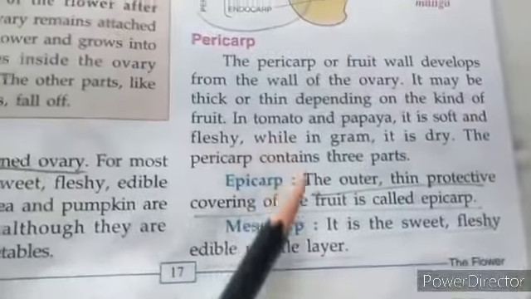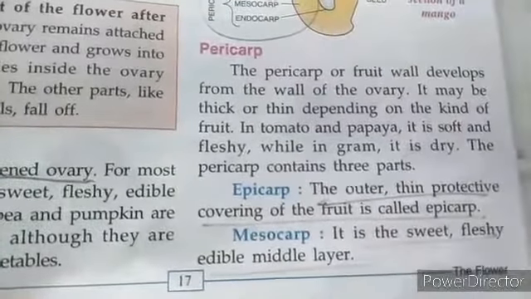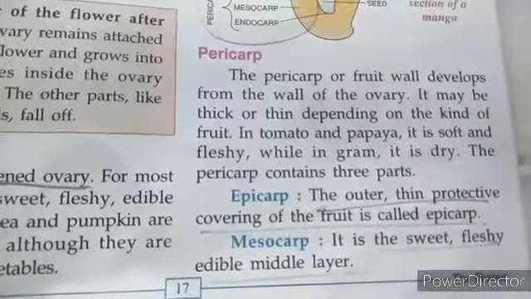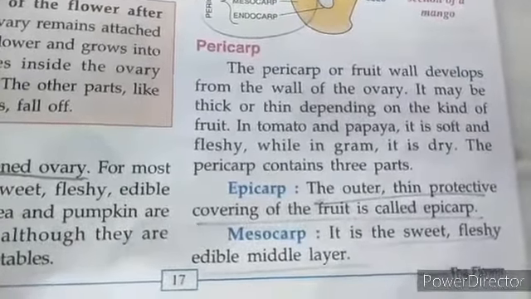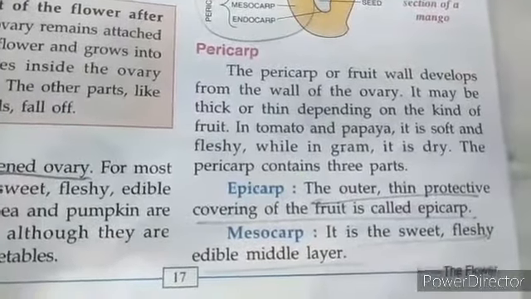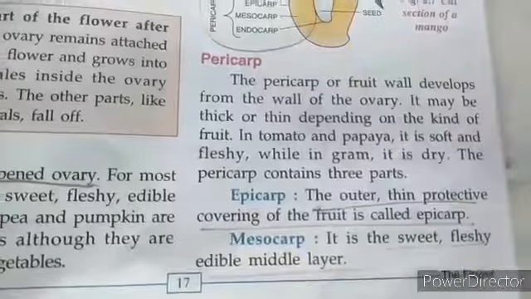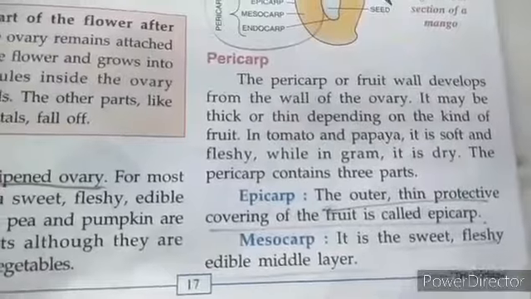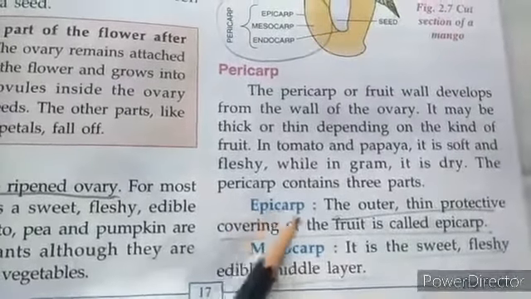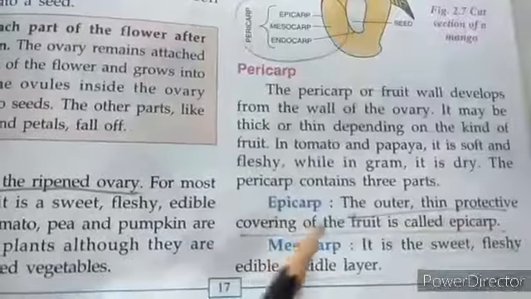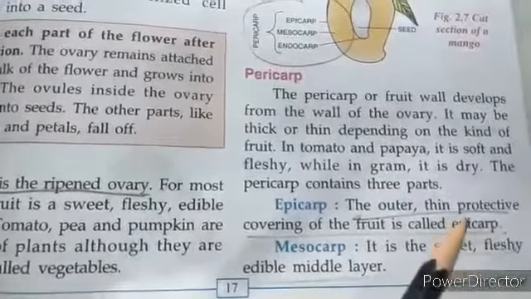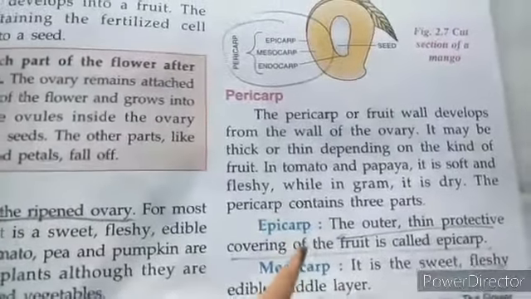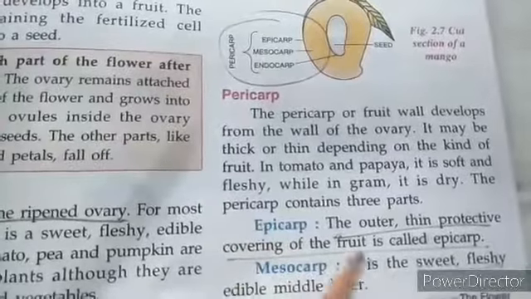The epicarp, the outer thin protective covering of the fruit, is called epicarp. We may call it the chilka of a fruit. It is the outer side that sometimes we don't eat. We may generally peel the epicarp in most of the cases when we find it not edible, but in some cases the epicarp is edible as well.